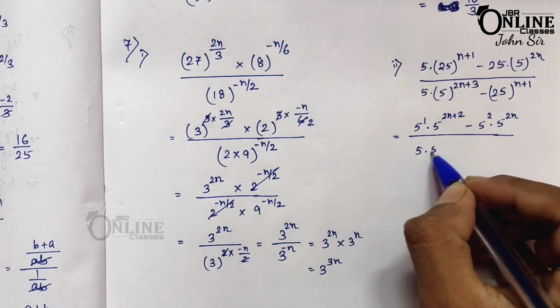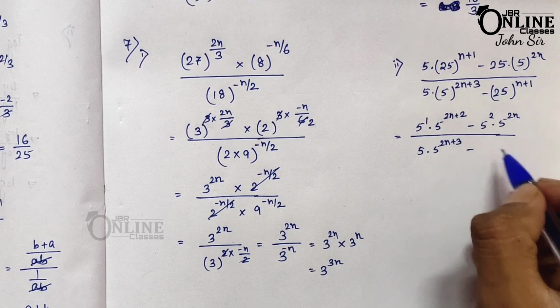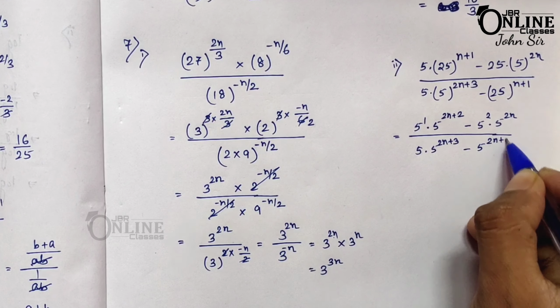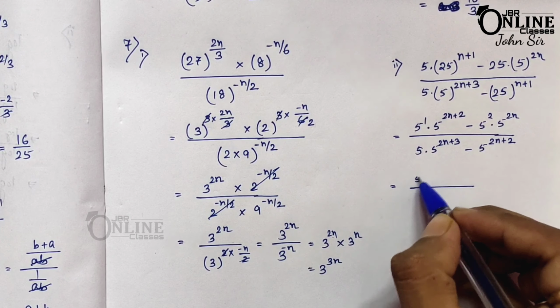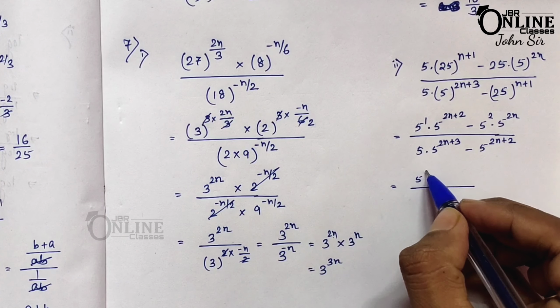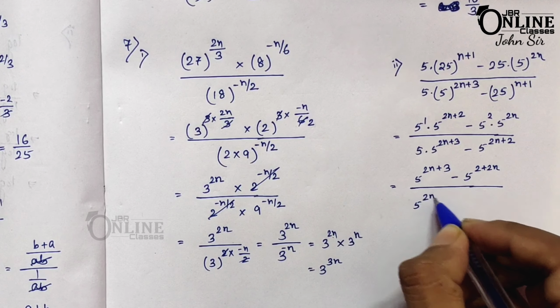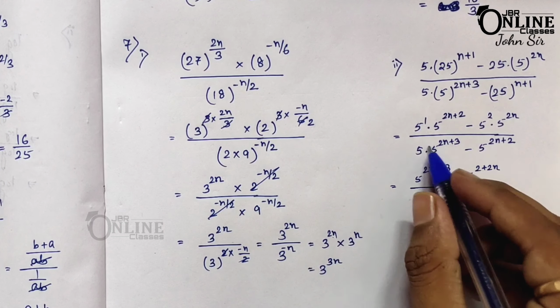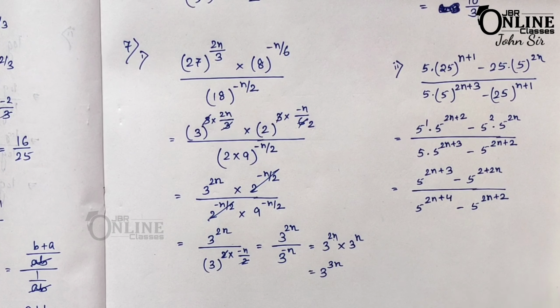Here 5 and 5 to the power 2n plus 3. Here 25 means 5 square, so again 5 to the power 2n plus 2. Now here 5 and here 2n plus 2 plus 1, that means 2n plus 3. Both the powers will be added. Next here 5 to the power 2n, then here 5, 2n plus 3 plus 1, it's 4. And here 5 to the power 2n plus 2.